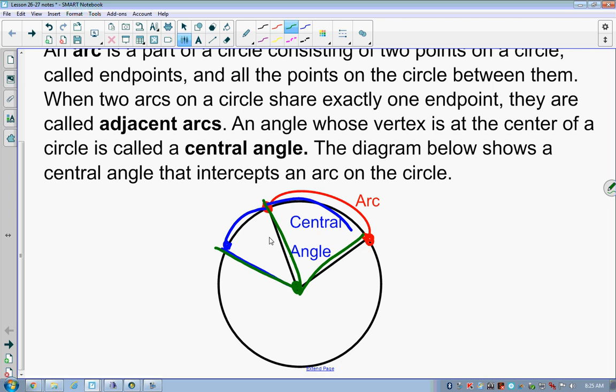Okay, so the diagram below shows a central angle that intercepts an arc on the circle. So if we come back to this, the angle intercepts this arc. Now, the reason that's important is because the relationship of a central angle to the intercepted arc is that they will have exactly the same degrees. So if my central angle is 45 degrees, then my intercepted arc is 45 degrees, but only if that is a central angle.